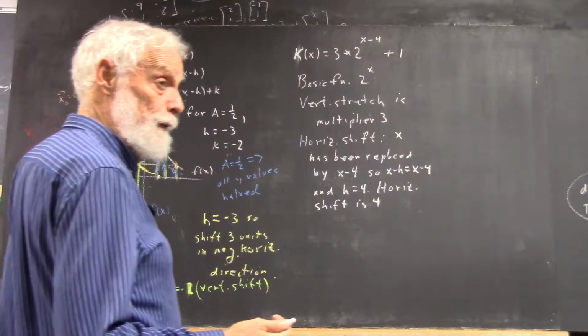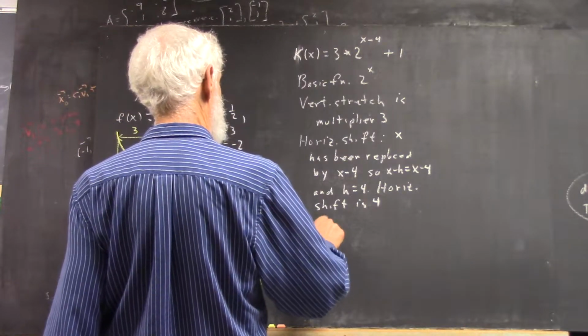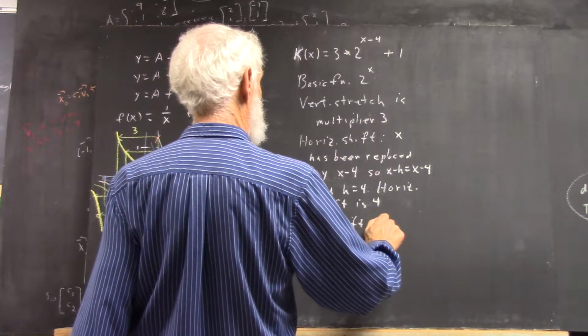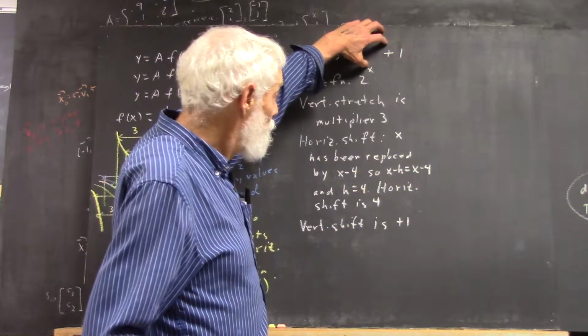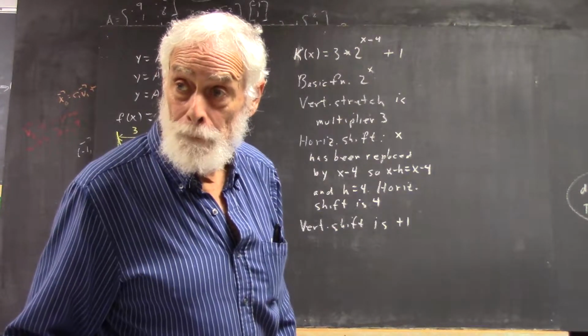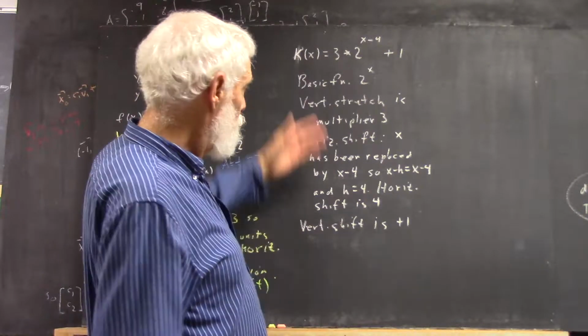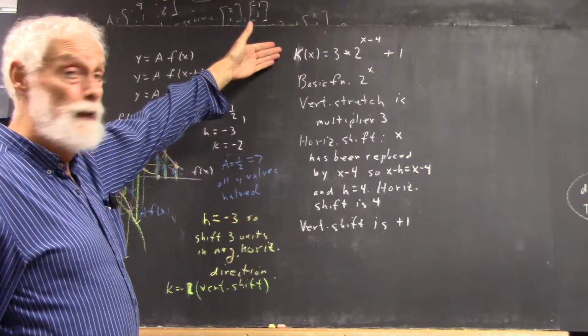What's your vertical shift? It's what you add to this to raise everything up. It's plus 1. Okay? Then you got to execute it. That's a little tougher identifying what you have, because you got to deconstruct the function.